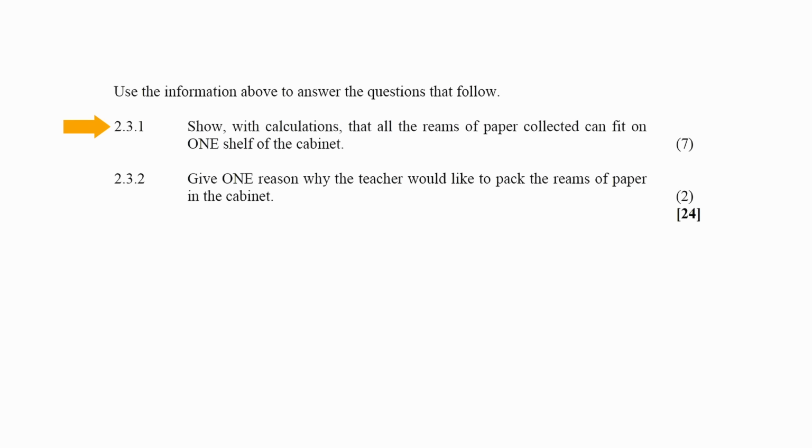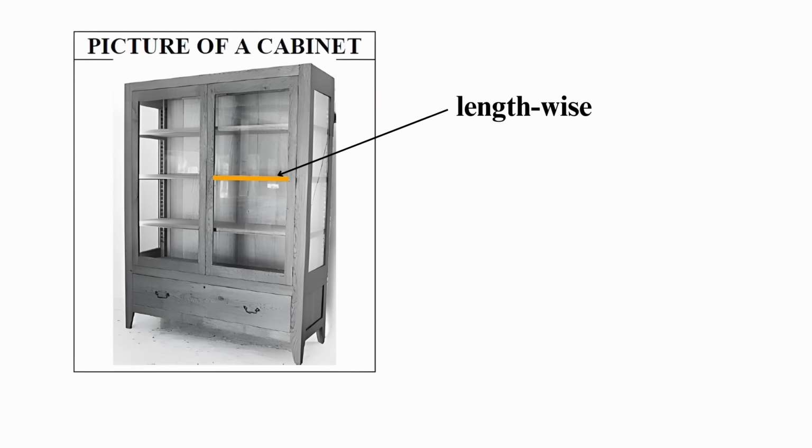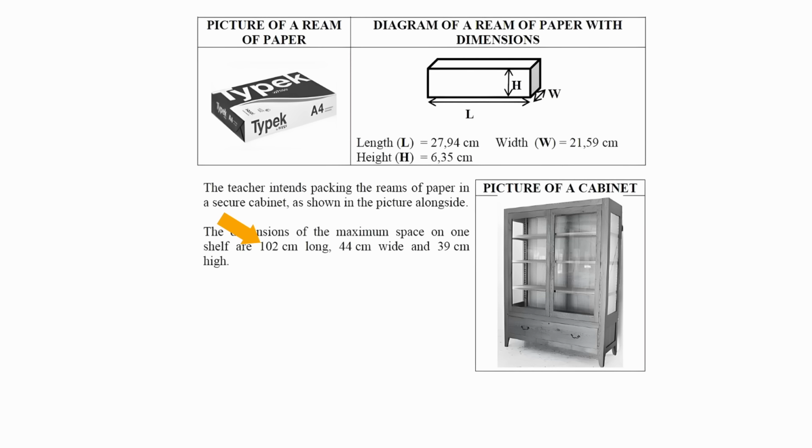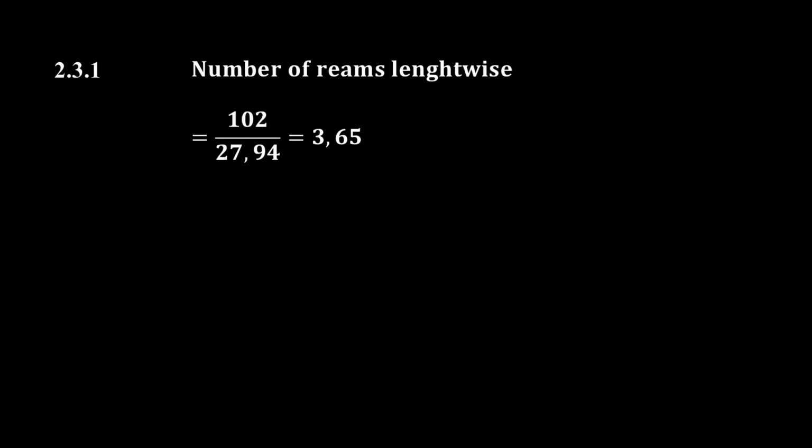In question 231, you have to show with calculation that all reams of paper collected can fit on one shelf of the cabinet. The first step is to calculate how many reams of paper can fit into the cabinet space lengthwise. This will be the length of the cabinet of 102 centimeters divided by the length of one ream of paper of 27,94 centimeters, and this equals 3,65. This number needs to be rounded down to 3.